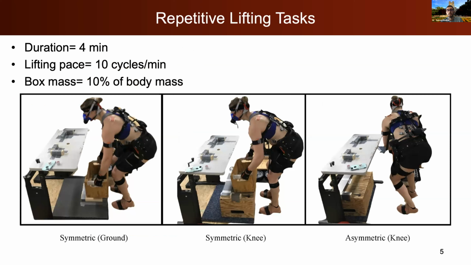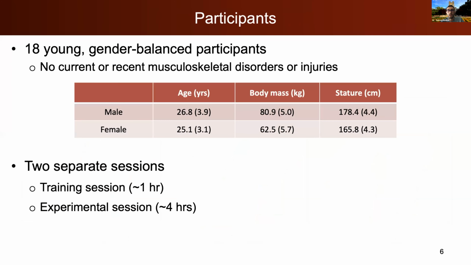So the participants performed symmetric and asymmetric repetitive liftings for this study. Symmetric tasks were performed from ground and knee height level, and asymmetric tasks were only performed from knee height level because of the limitations of reaching to ground level in asymmetric lifting. And each participant completed freestyle lifting for 4 minutes, and their pace was controlled at 10 cycles per minute. The box weight was controlled at 10% of their body mass.